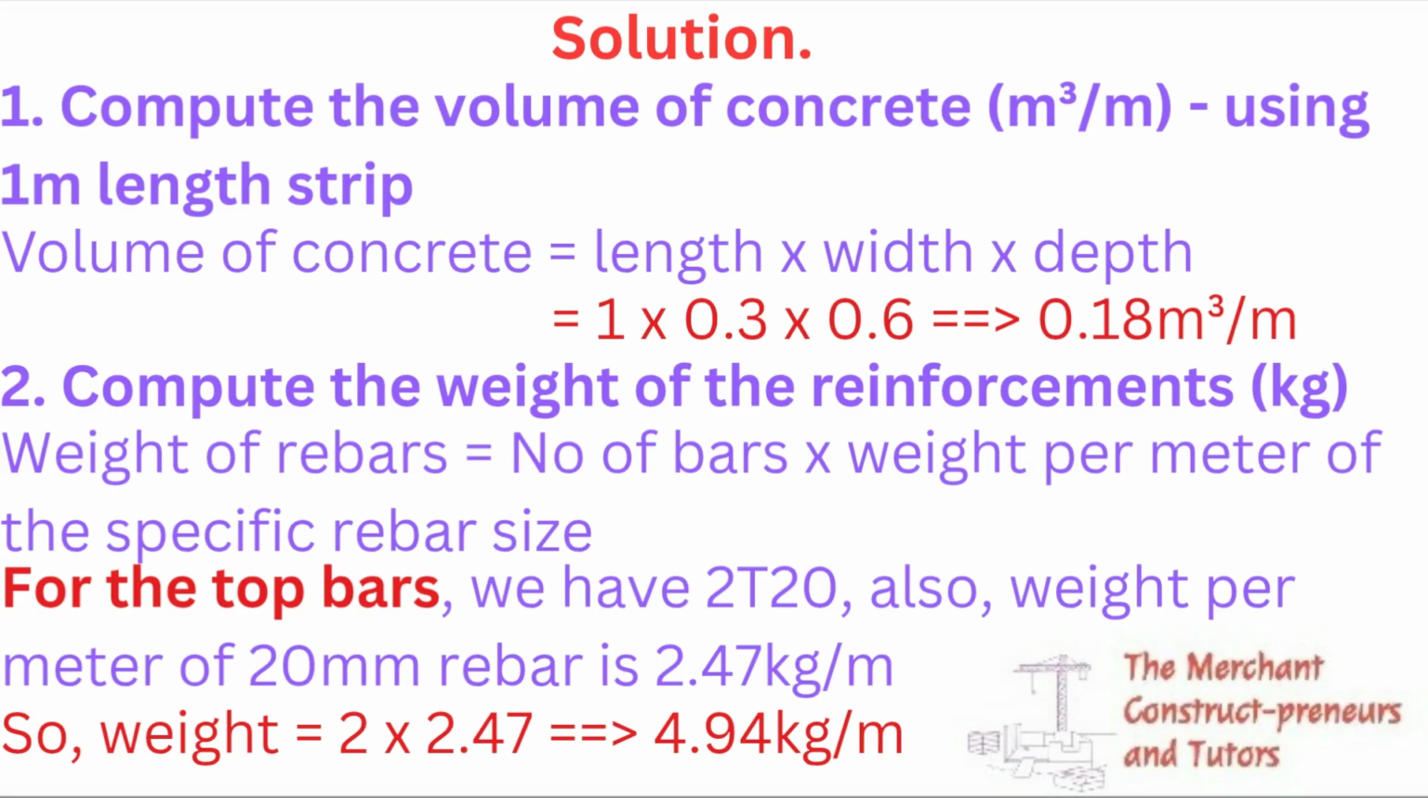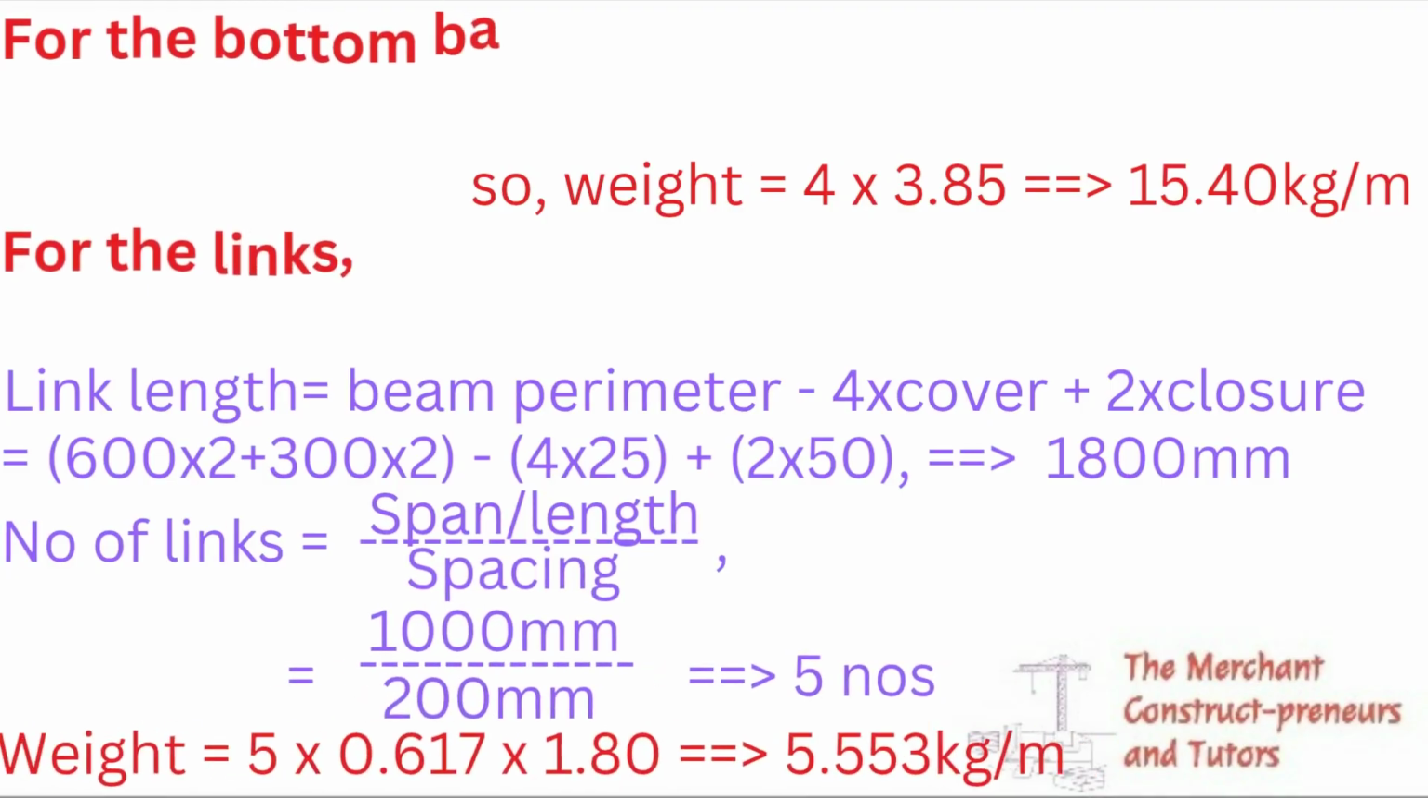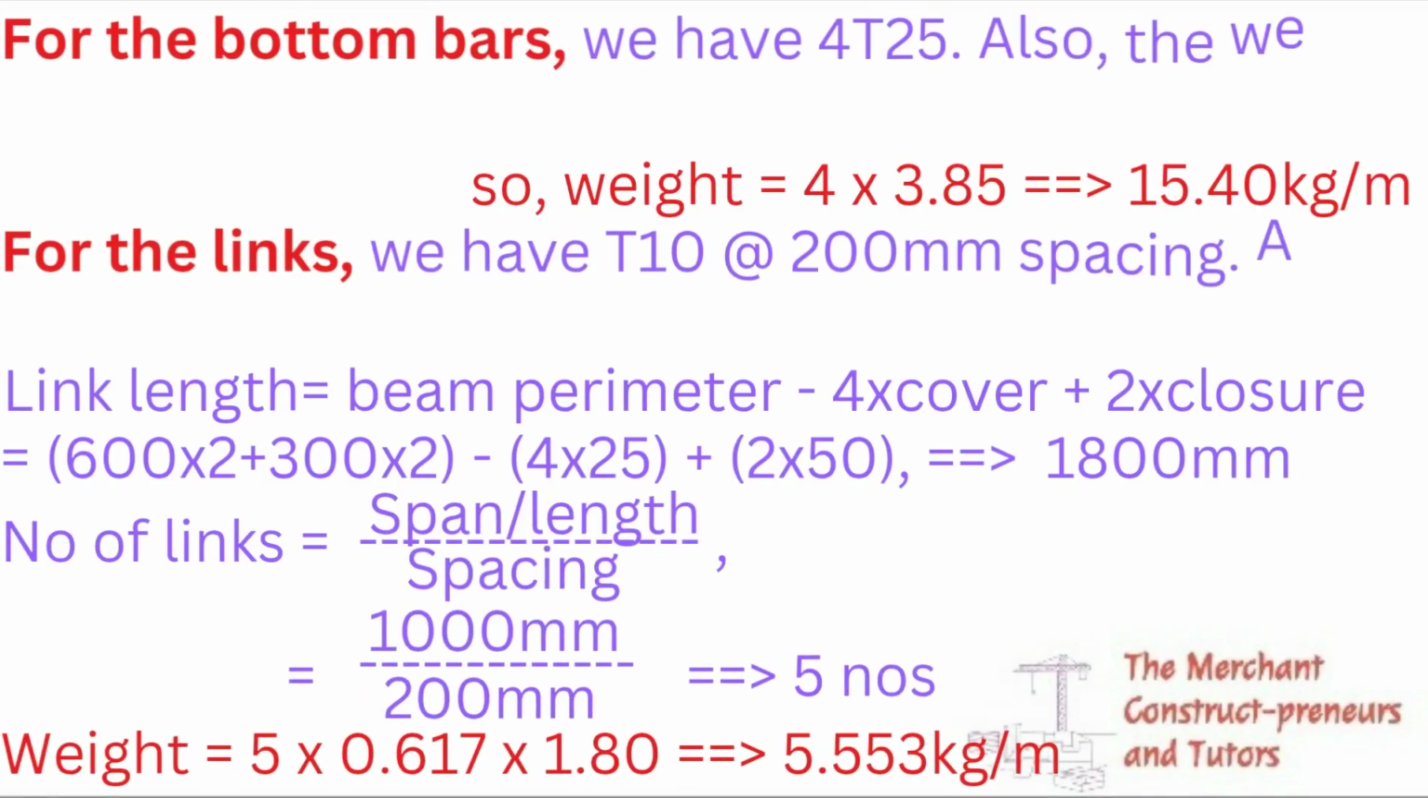So the weight here will now be 2 multiplied by 2.47 because we have 2 T20 at the top. So we'll be having 4.94 kilogram per meter. That per meter is not a mistake. It's still because we are considering a strip. Assuming we are taking the actual dimension, it will be kilogram, right?